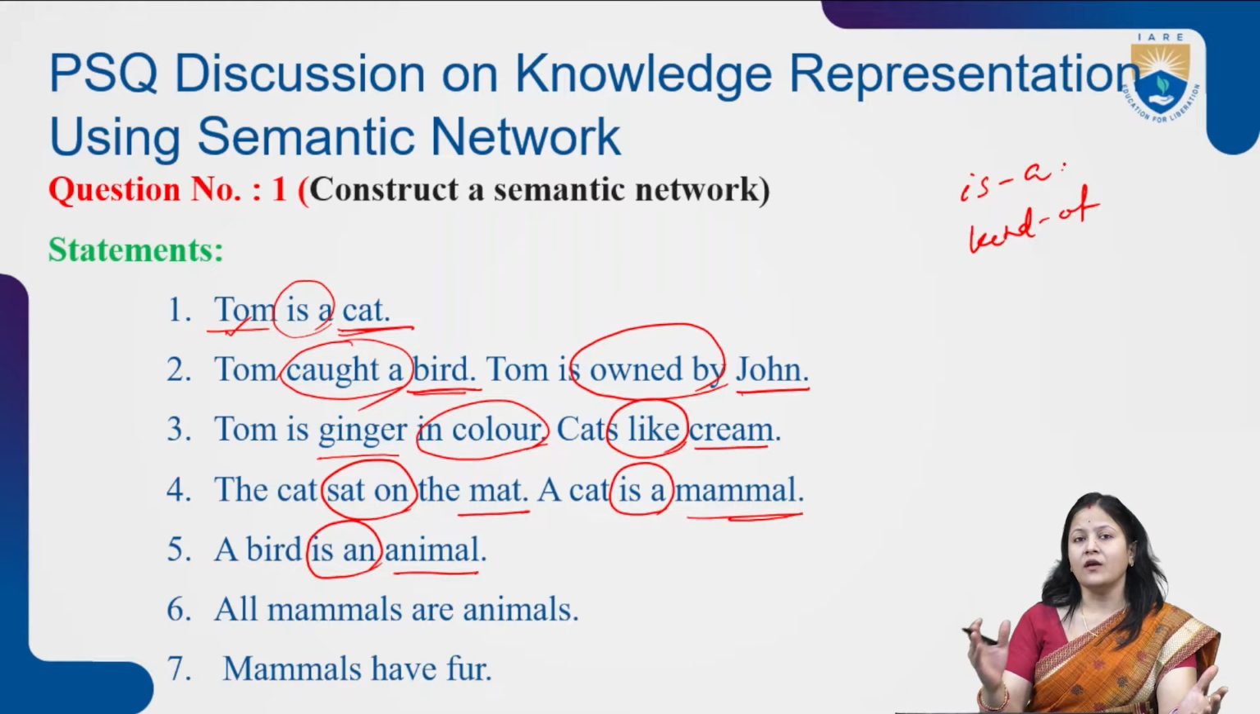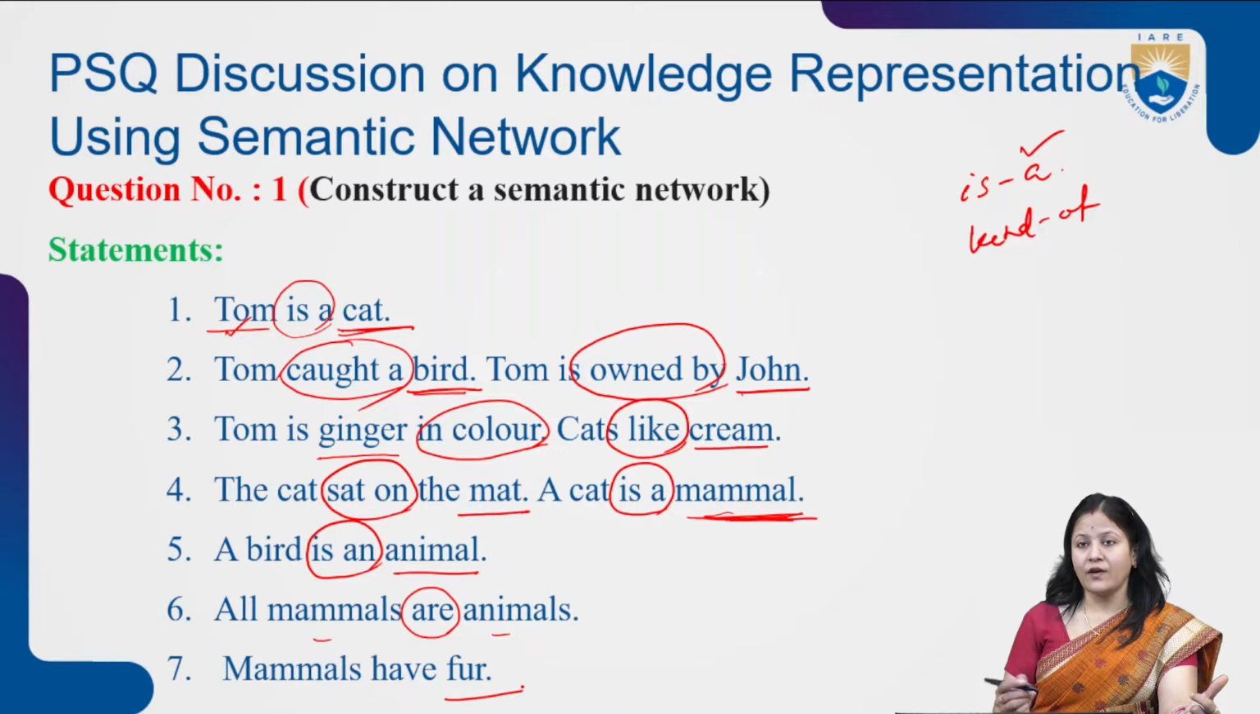So while constructing the semantic network, grammatical mistakes we can ignore. It doesn't follow any grammatical rules. So instead of is an we can write is a also. And all mammals are animals. So that means each mammal is an animal. So animal is a class, mammal is also a class, relation is are. Instead of are I can write is a. Same thing. Mammals have food. So here mammal is a class already we have taken. Food is one of the attributes of the mammal.